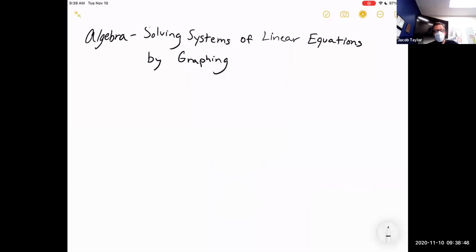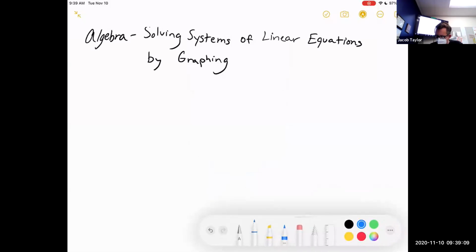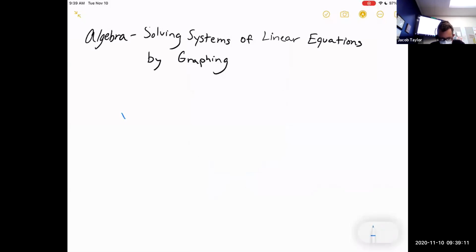All right, so as I said, we're going to learn several different ways to solve systems of linear equations. We've talked previously about what a system of linear equations is and what the solution to a system of linear equations looks like. And today, we're going to learn one of the ways to actually find the solution, which is by graphing.